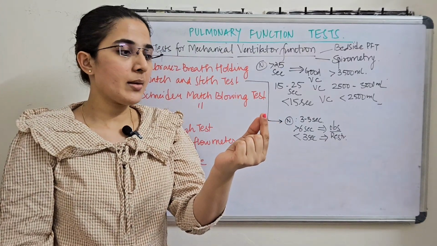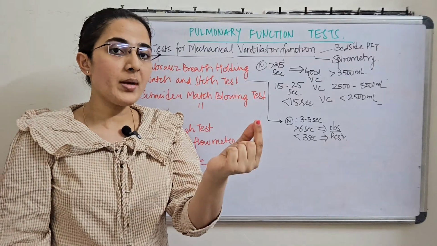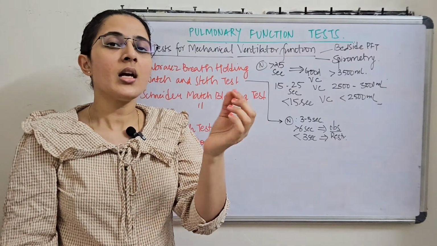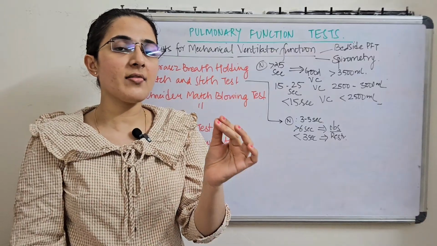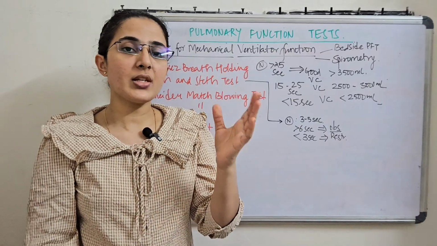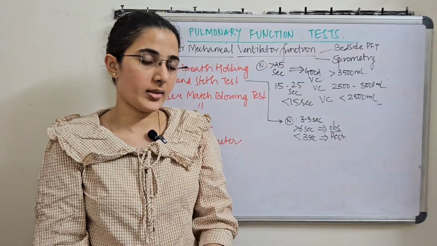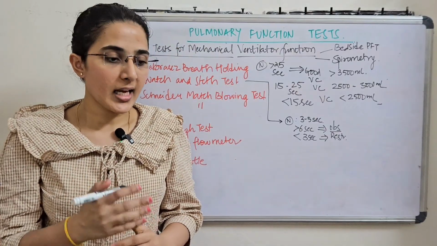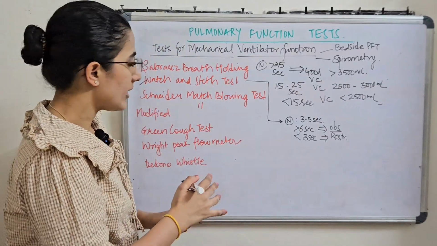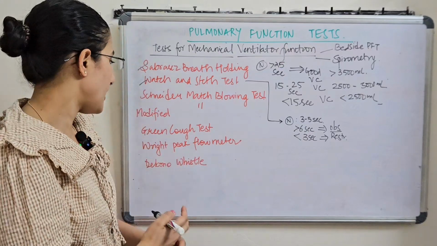So the patient should be able to blow with an open mouth, right? Like this, without pursing the lips. So this we will be calculating, whether the patient is able to blow it or not. Through this, we will be determining the FEV1 and the maximum breathing capacity.